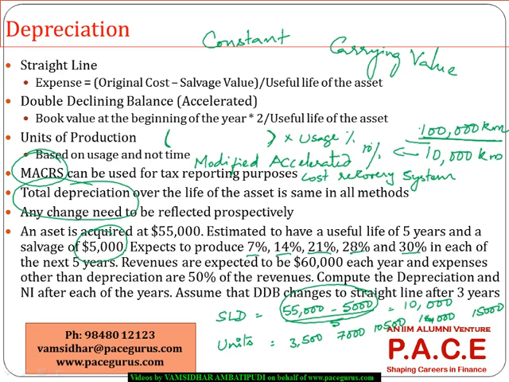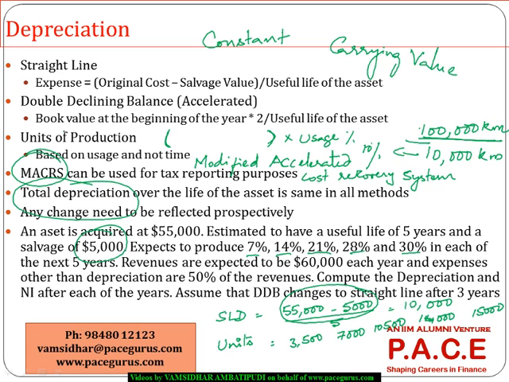Again, if I add up, everything works out to be the same. 15 plus 14, 29, 39.5 and 10.5, 50,000. So the same 50,000 is depreciated, but at different rates in different years based on the usage.